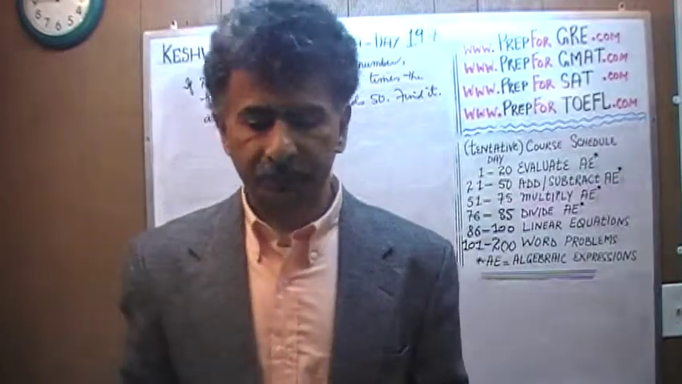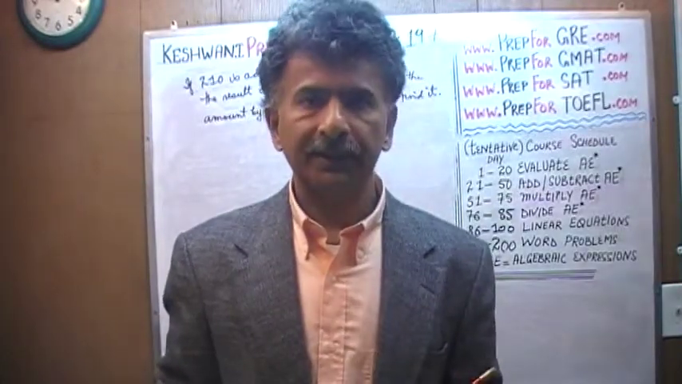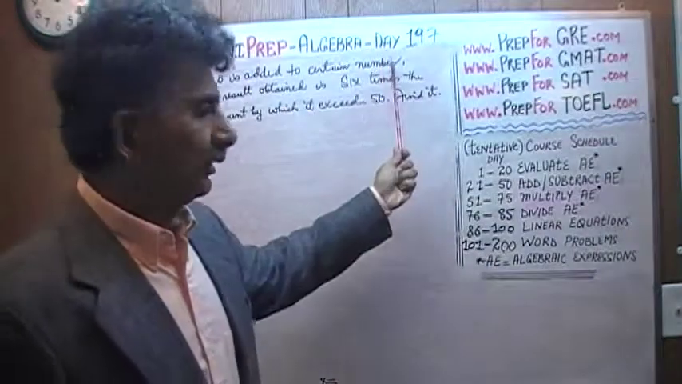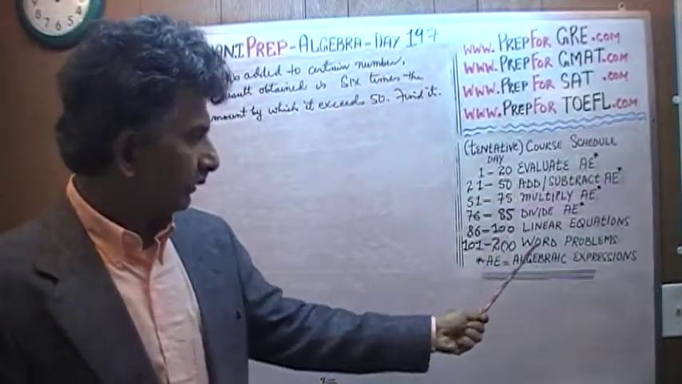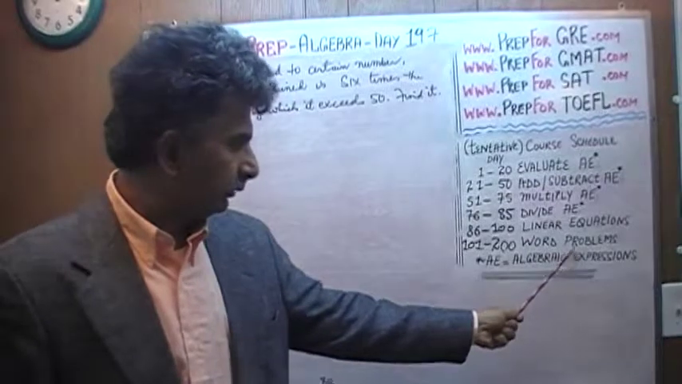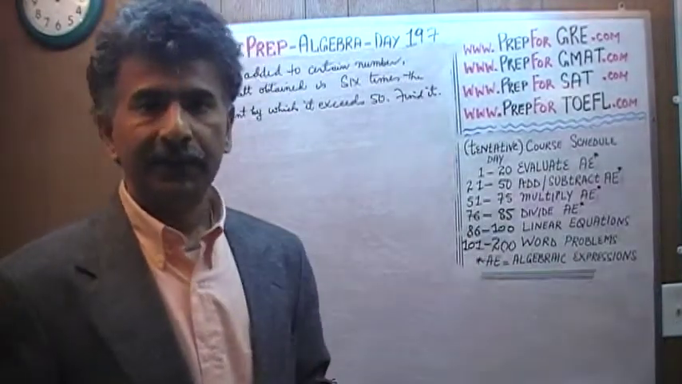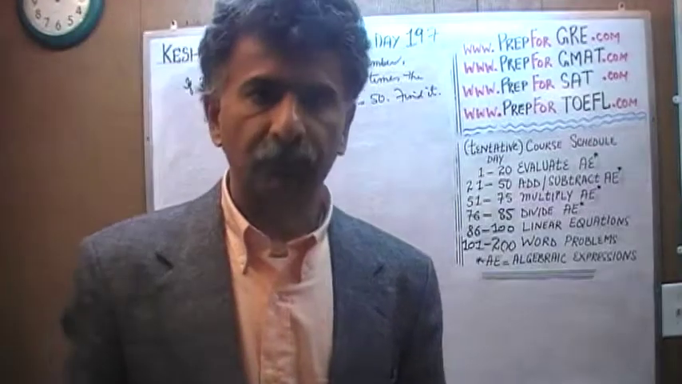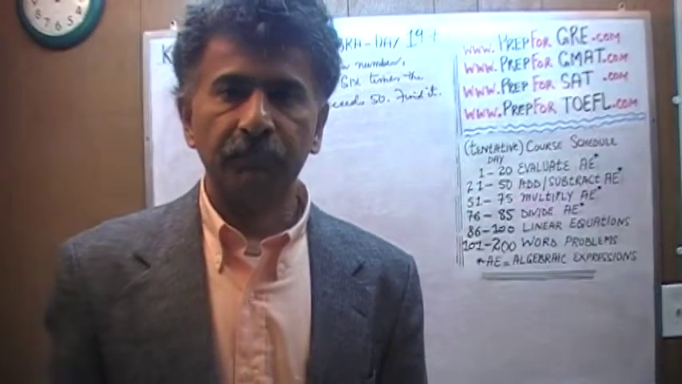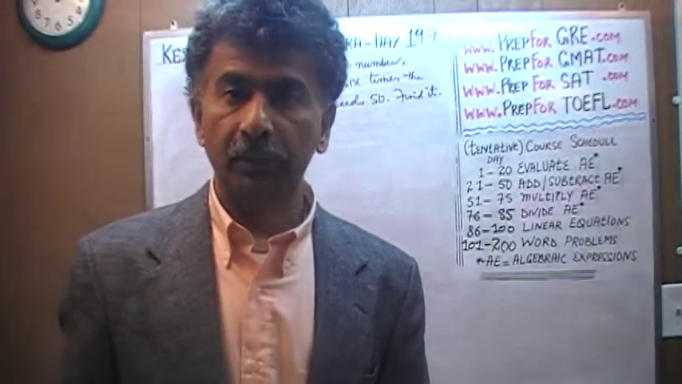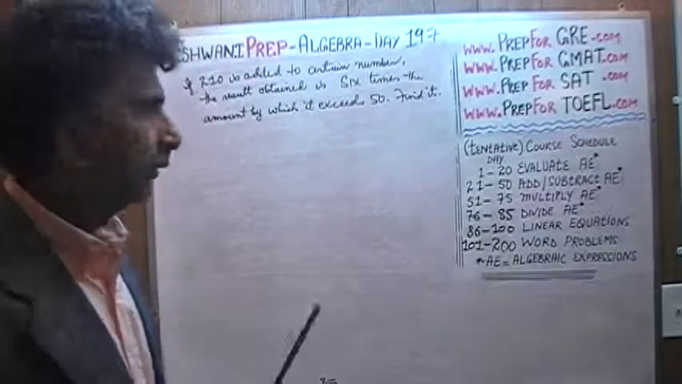Today is our lesson number 197. Day 197. We are in the process of solving word problems from day 101 through 200. And today is our 97th day of solving a word problem. The problem for today is already on the blackboard. I'm going to read it to you.